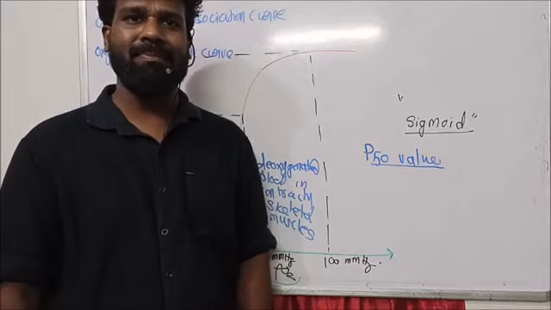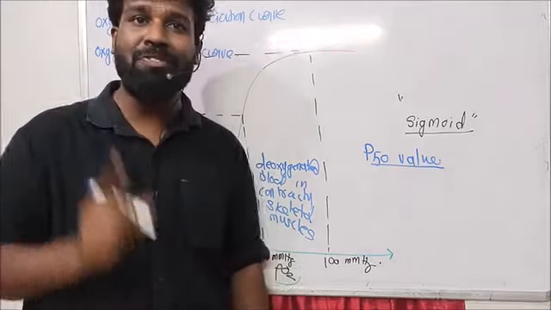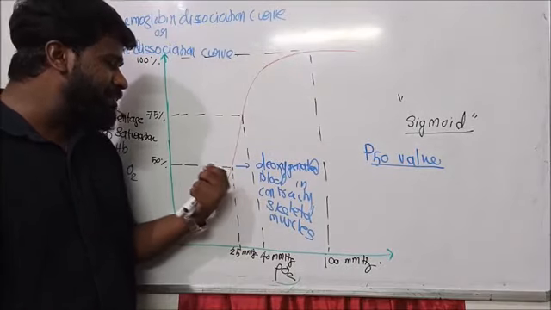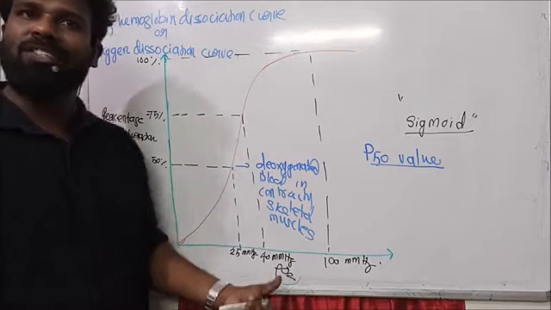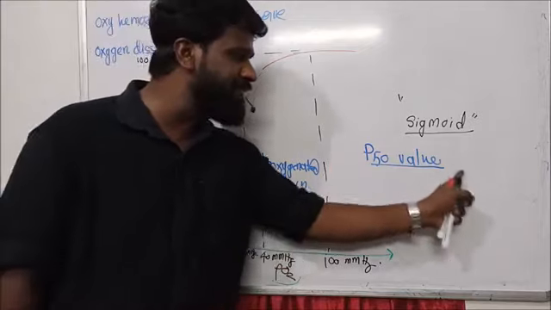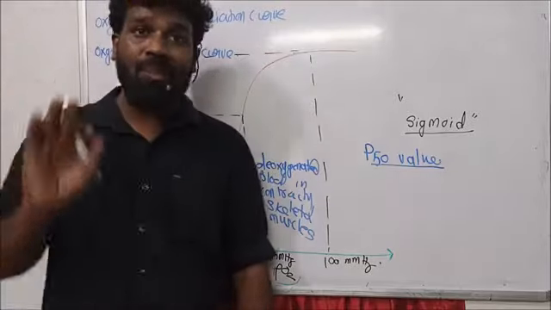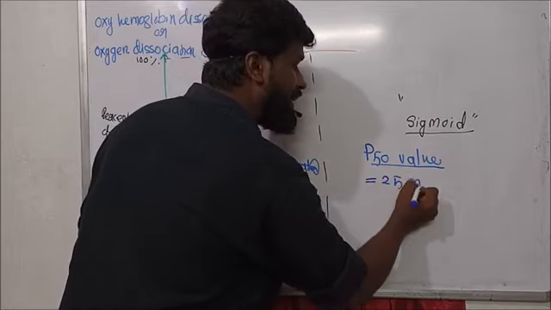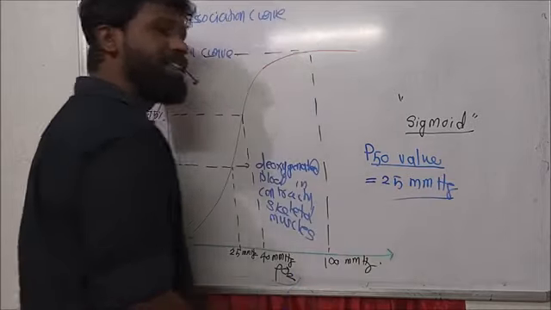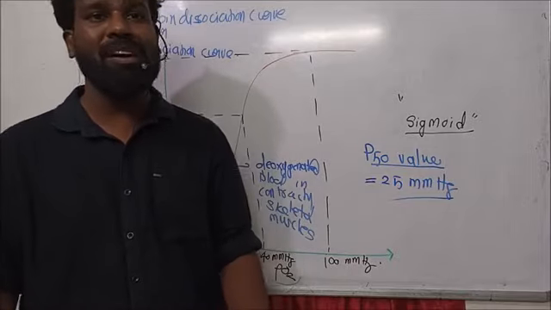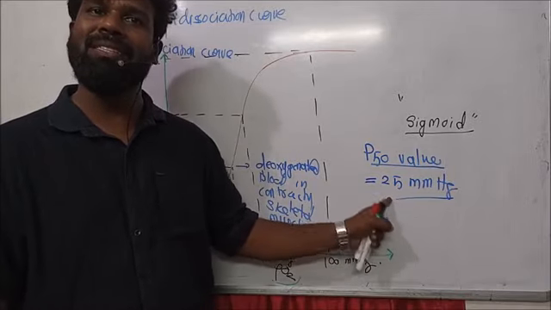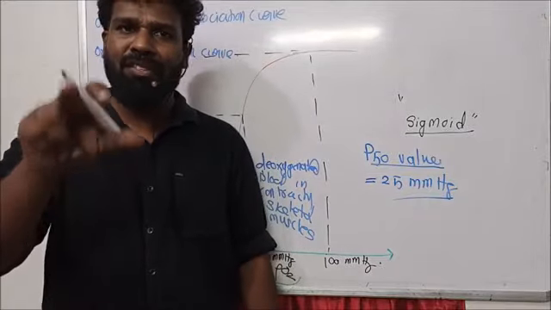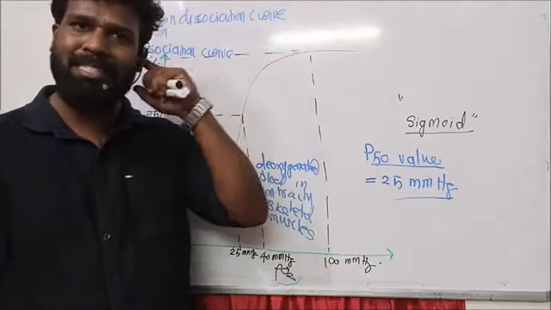P50 value means the partial pressure of oxygen at which 50% of hemoglobin is saturated with oxygen. In the normal physiological condition, our P50 value is normally 25 mmHg in an average healthy individual. So what is the P50 value? The partial pressure of oxygen at which 50% of hemoglobin is saturated with oxygen. Our P50 value under the normal physiological condition is 25 mmHg.